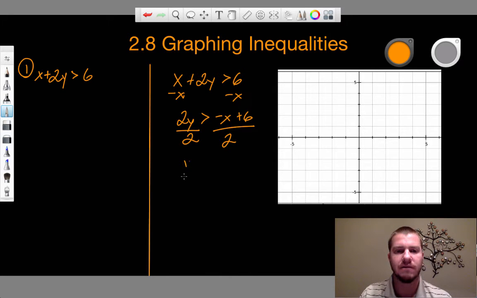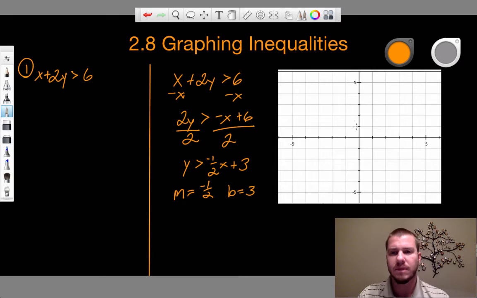But this is a positive 2, so I have y is greater than, and this becomes negative 1/2 x plus 6. I'm sorry, plus 3. That 6 needs to be divided by 2 as well. Label your m and b. My m is negative 1/2. My b is 3. The b is the y-intercept.